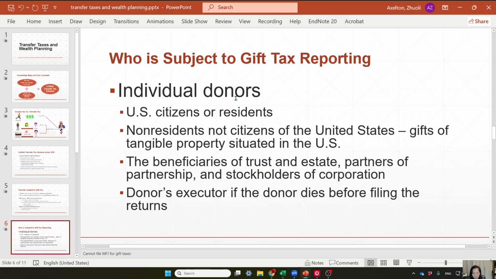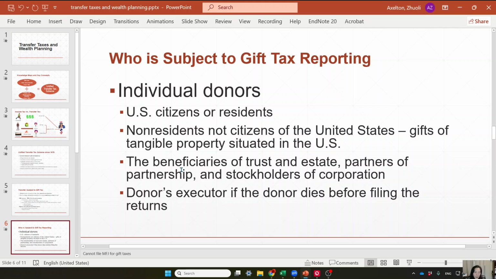Who is subject to the gift tax reporting? Again, the donor will be subject to the reporting. The donor could be a U.S. citizen or resident, or a non-resident, non-citizen of the United States. Again, this definition of non-resident, non-citizen of the United States is different from the non-resident for income tax purposes. This is something just to be noted. And for the non-residents, not U.S. citizens of the United States, the transfer of gifts of tangible property situated in the U.S. will be subject to the gift tax reporting.